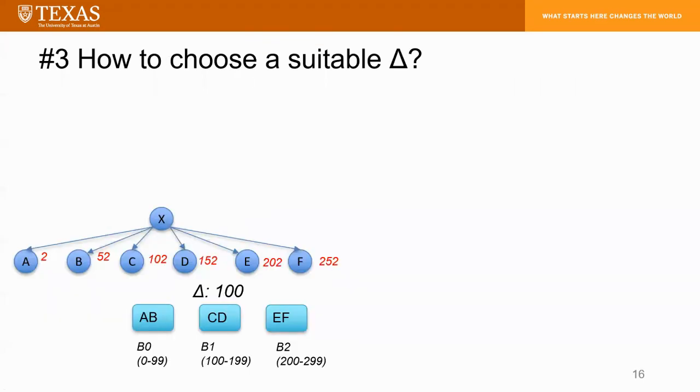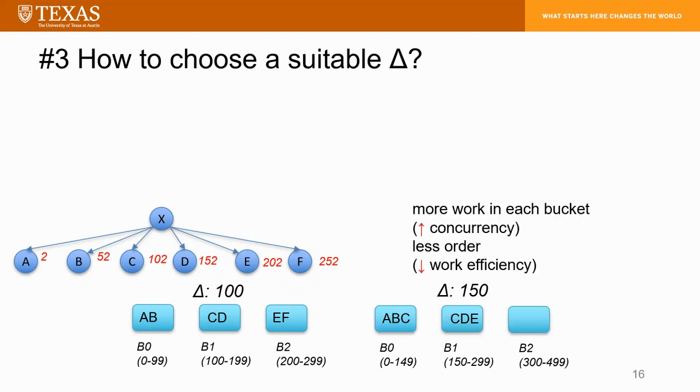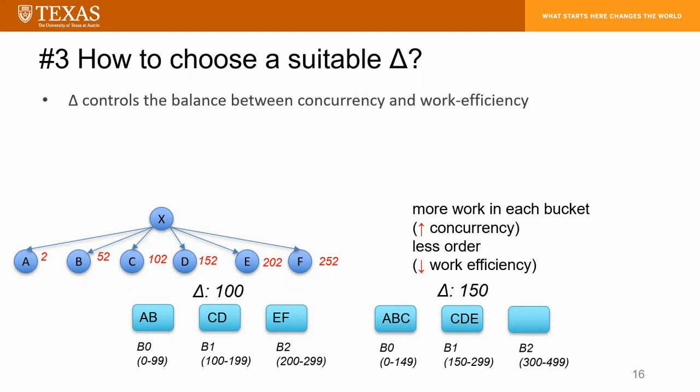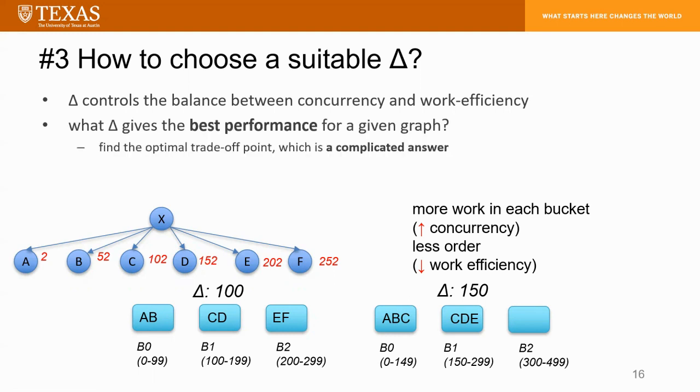The third issue is how do we choose a suitable delta value? For example, if we increase the delta from 100 to 150, we end up having more concurrency because we have more work in each bucket. But at the same time, we have less ordering, so work efficiency is decreased. So essentially, delta controls the balance between concurrency and work efficiency. So what delta gives the best performance for a given graph? To determine this is essentially to find the optimal trade-off point for the graph. So it can be a complicated answer.